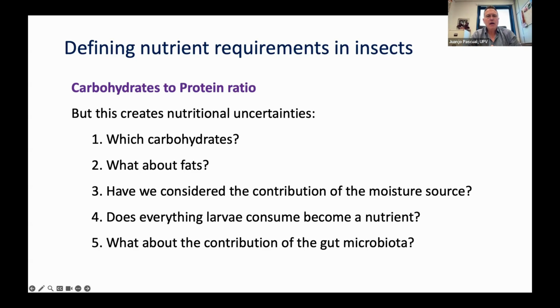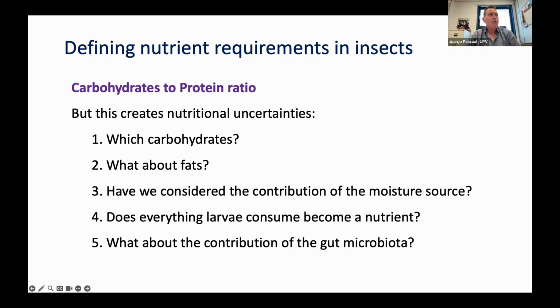We have also considered, for example, the carbohydrates and the proteins provided by the moisture sources, such as carrots, or only those provided by the dry food. Sometimes we don't use the same nomenclature. Is everything that the larvae consume finally converted into available nutrients, or is some lost?